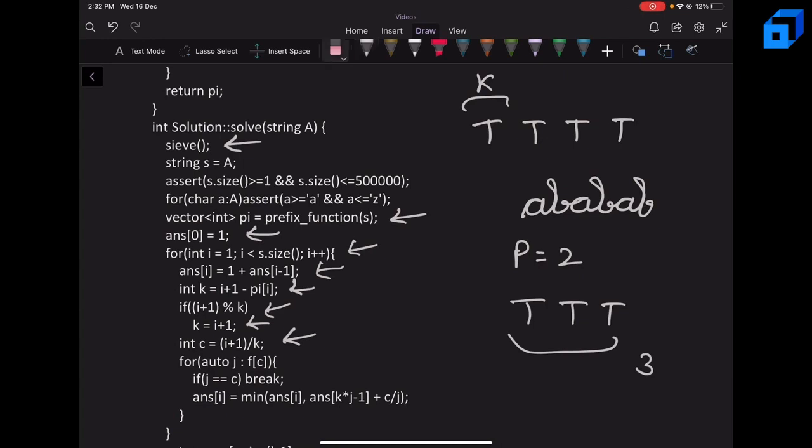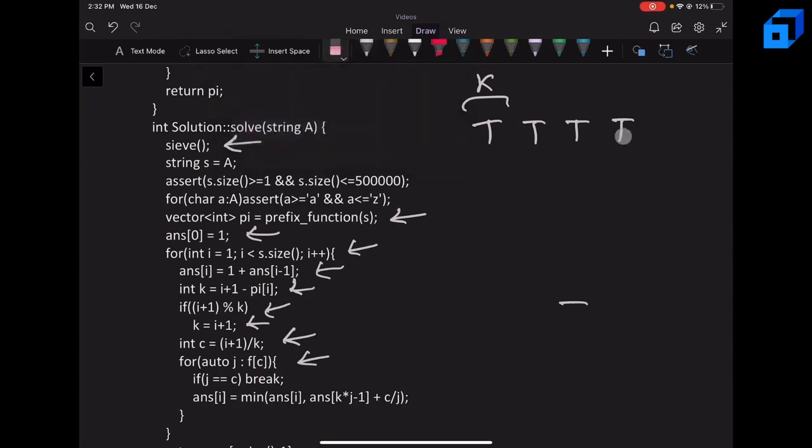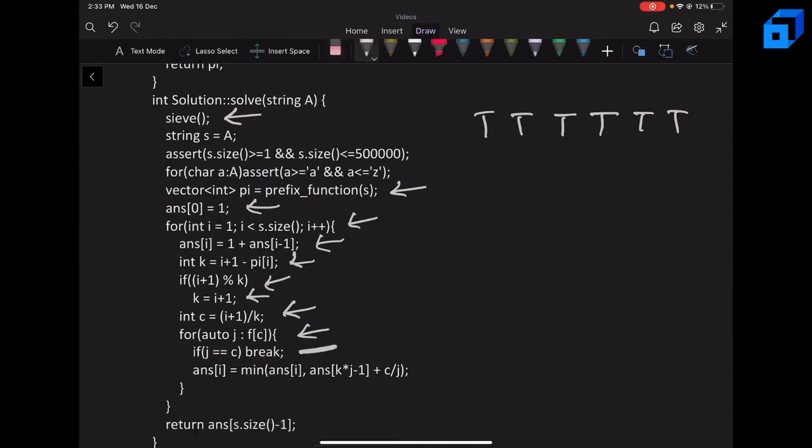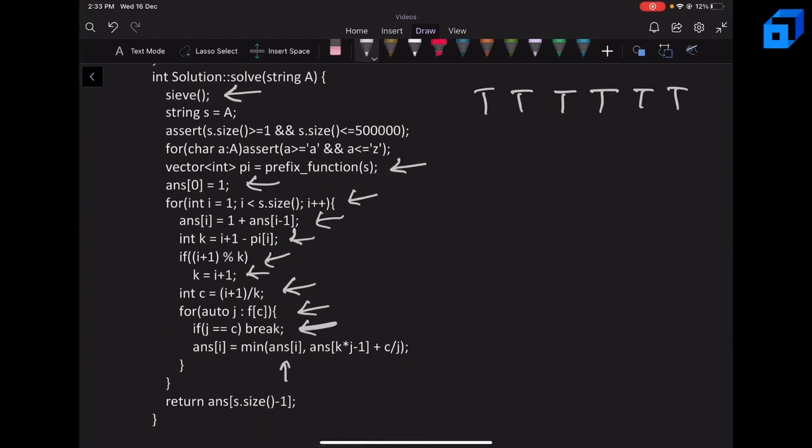Now we will just iterate over the factors of c, because let's say if it can be divided into 6 copies, we can either form t and then use 1 copy operation and 5 paste operations, or we can form tt and then use 1 copy and 2 paste operations, or we can form ttt and use 1 copy and 1 paste operation. So we have the number of possibilities as factors. Obviously we won't take the maximum factor, so if j equals c we will break. Otherwise we will find the contribution of this division.